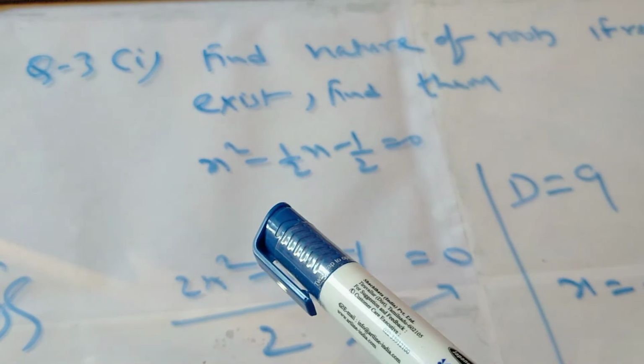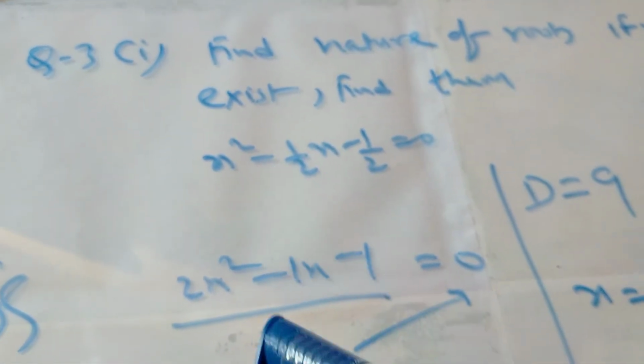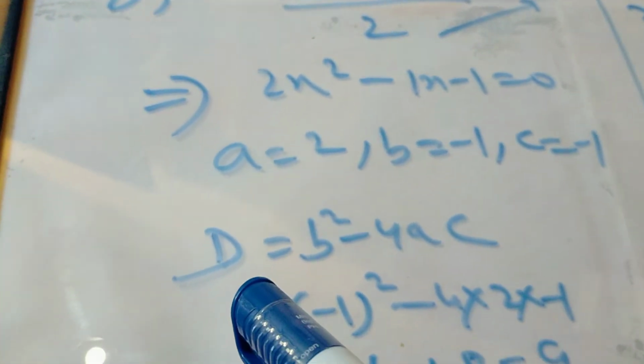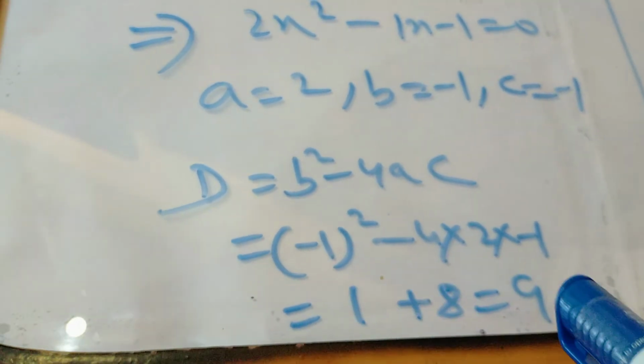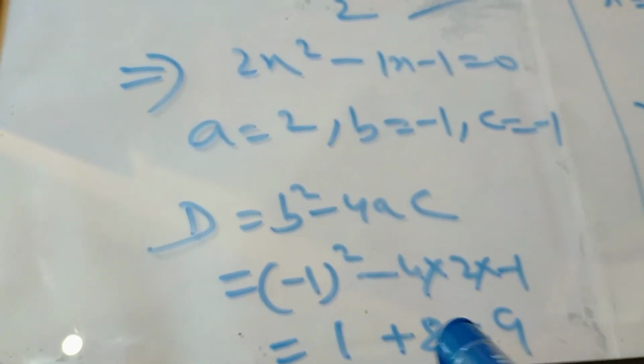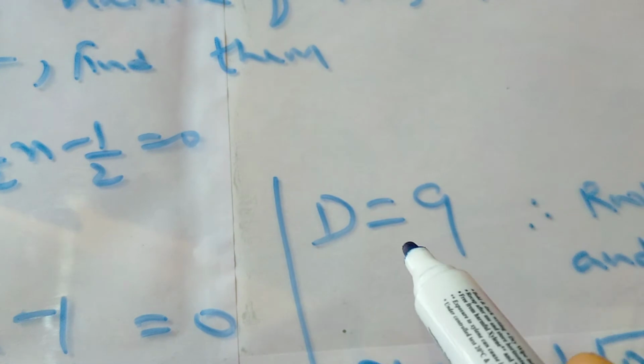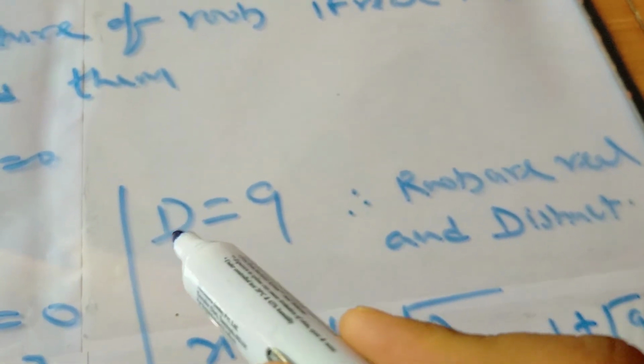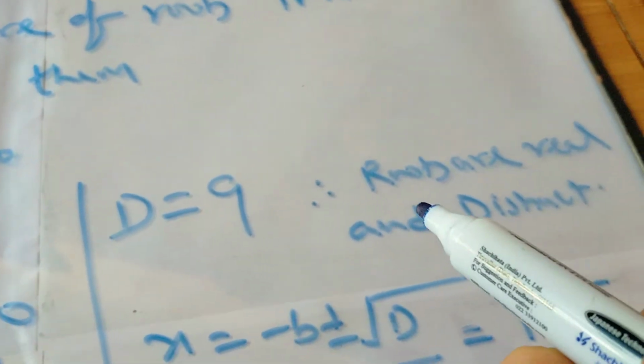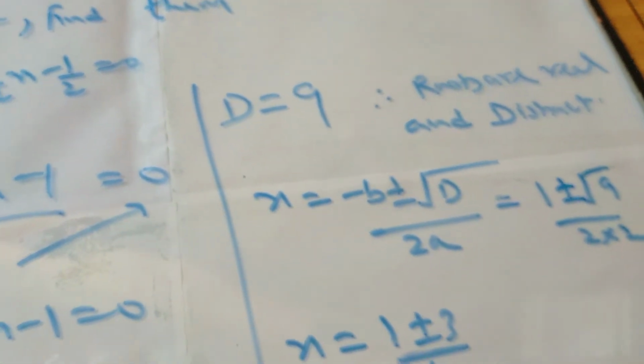In this question, because fractions are given, I simplified these fractions by taking the LCM, and I directly get 2x square minus x minus 1 equal to 0. So a is 2, b is minus 1, and c is also minus 1. First of all, I calculated D, which is b square minus 4ac, and I got the value of D as 9. This D equal to 9 is more than 0, so definitely you can say the roots are real and distinct. Now see, I want to solve it.